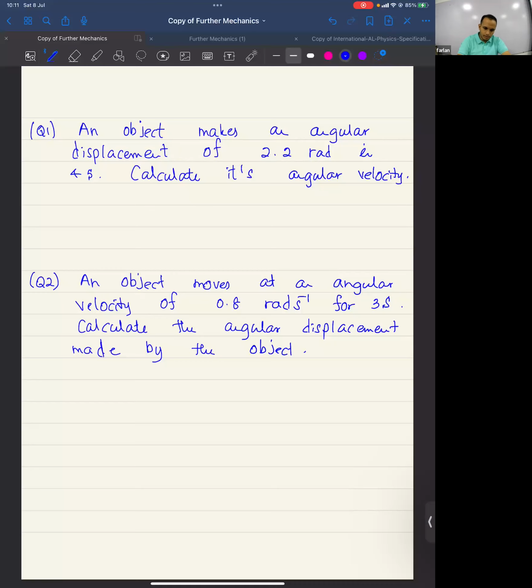So very simple, just a matter of substitution. Omega equals theta over t. Theta is 2.2. Time is 4. That is 0.55. Guys, what is the unit? Radians per second. Radians per second. Angular velocity. Right, on to the next one.